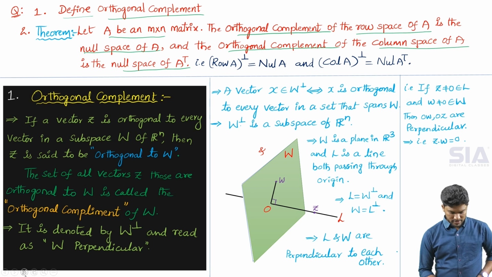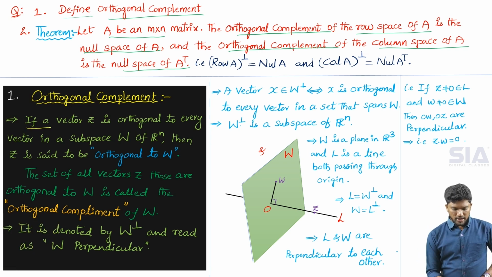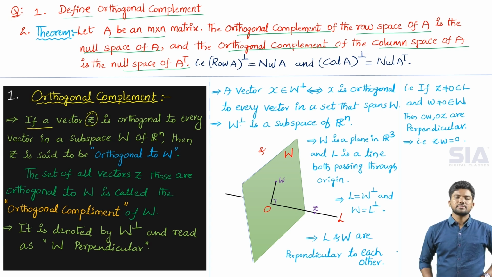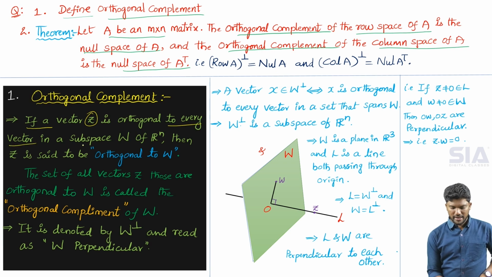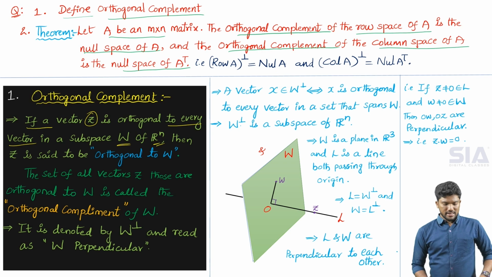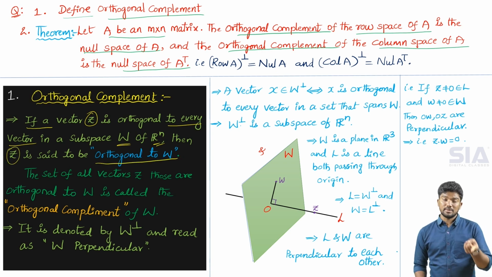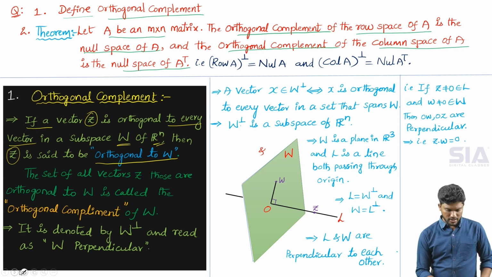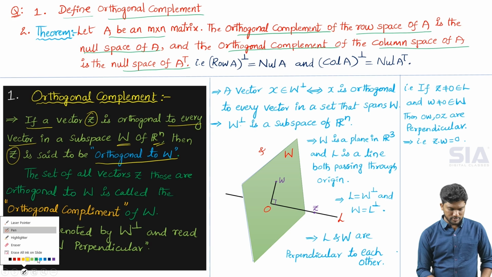So observe first of all the definition of the orthogonal complement. If a vector small z is orthogonal to every vector in a subspace W of Rn, then that vector Z is said to be orthogonal to the subspace W. Here we are taking that Z is orthogonal to every vector in the subspace W.